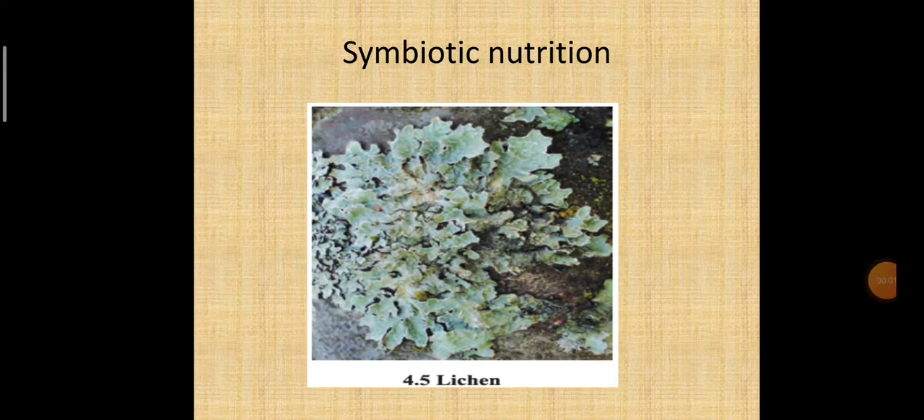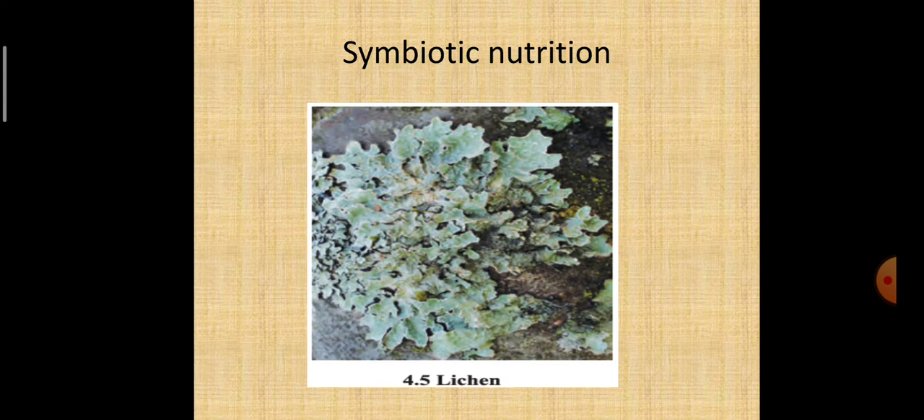In some cases, two or more than two different types of plants live together to fulfill their needs of nutrition, protection, support, etc. with each other's help. This type of nutrition is called symbiotic nutrition. Sym means together, biotic means two biological species, they are together.